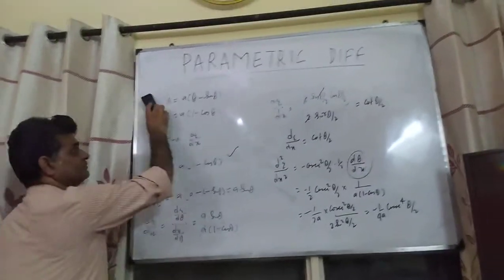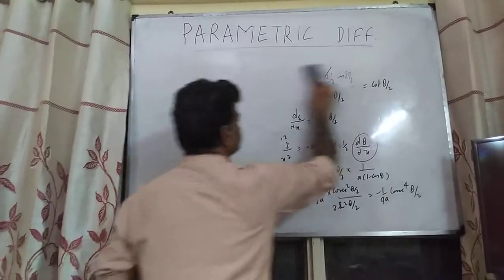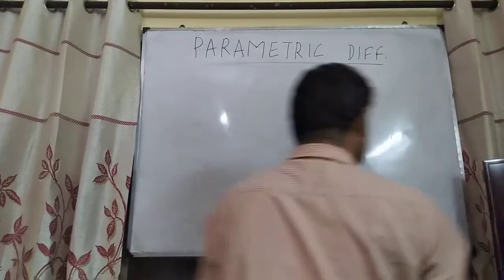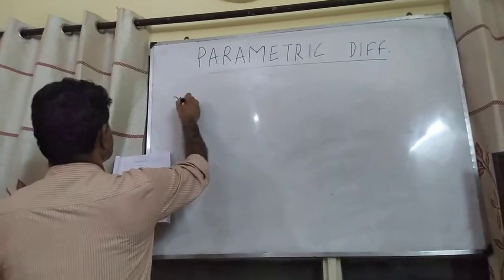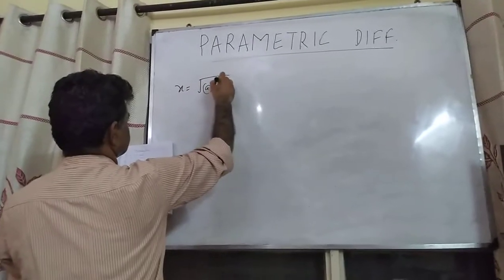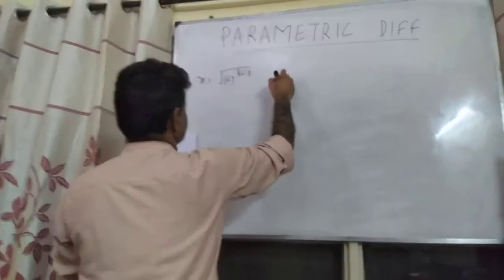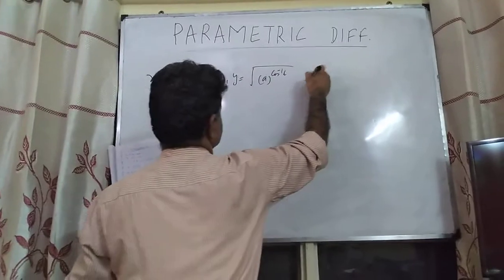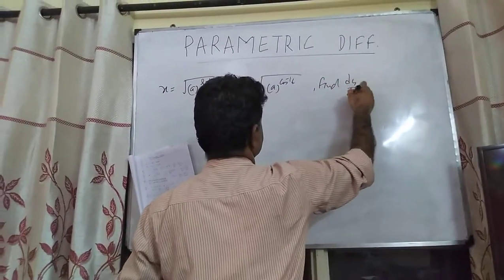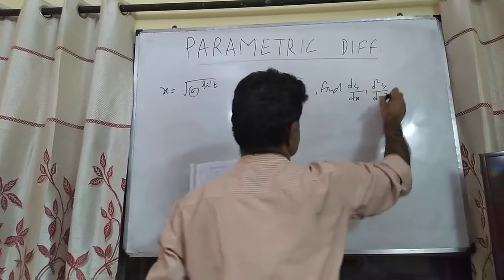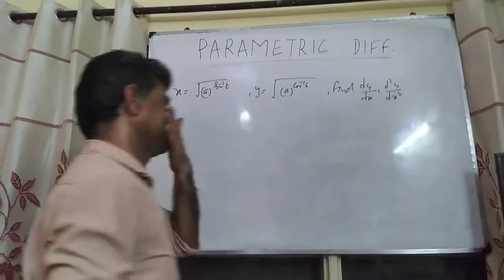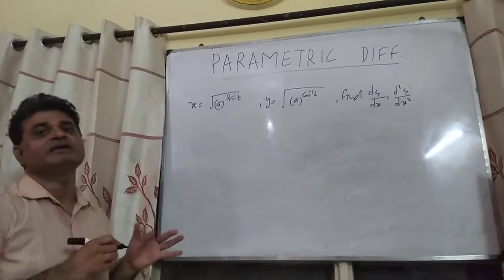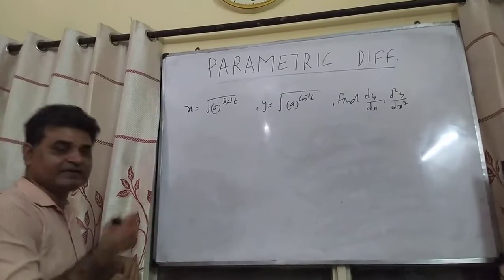Now we are moving to the next question. If x equals square root of a to the power sin inverse t and y equals a to the power cos inverse t, then find dy by dx and its double differentiation. In this question, we are trying to avoid the parametric form, so the parameter will be eliminated. We'll find the locus first, then we'll solve it.